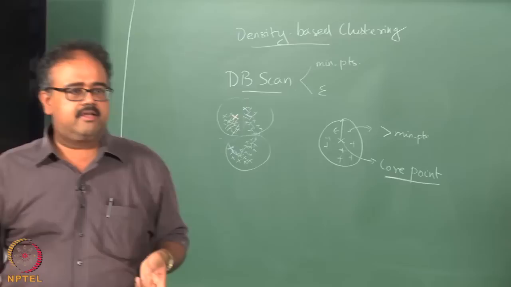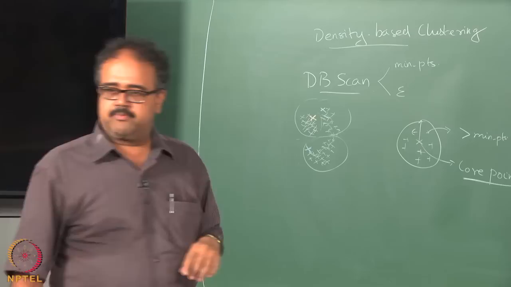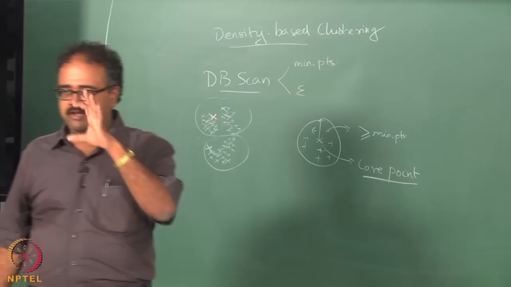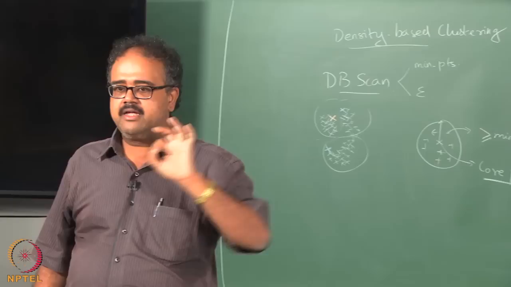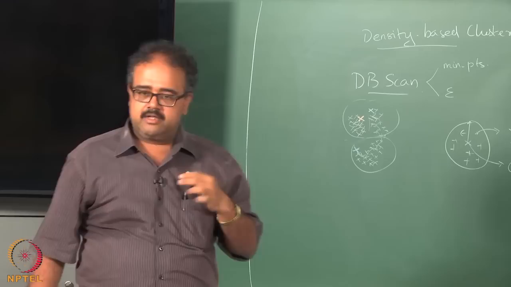Take a data point, take a ball of radius epsilon around it, and count the number of points. If the number of points in that ball of epsilon is greater than or equal to min points, then you call this a core point. A core point is a point that lies in a high density region. That's the definition we have.